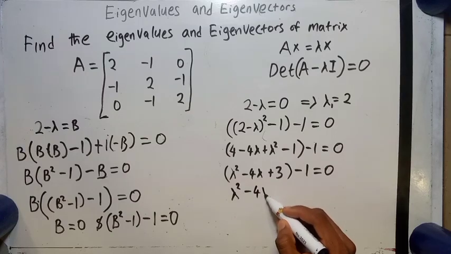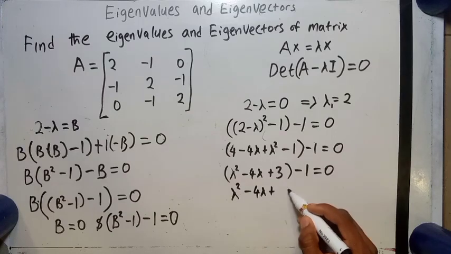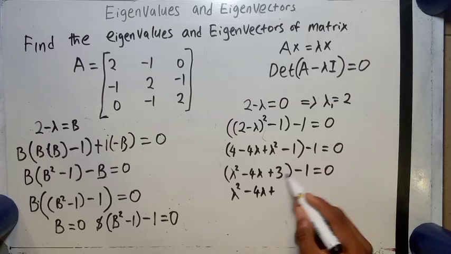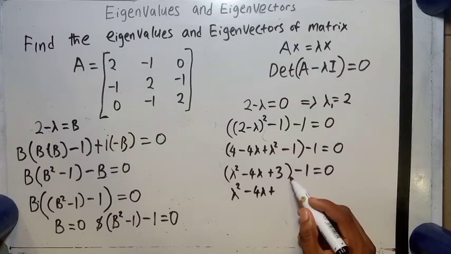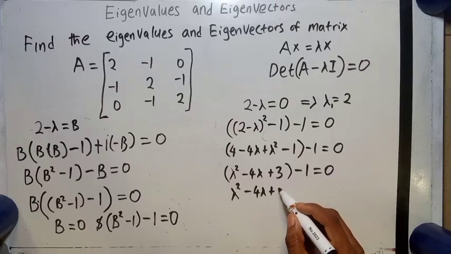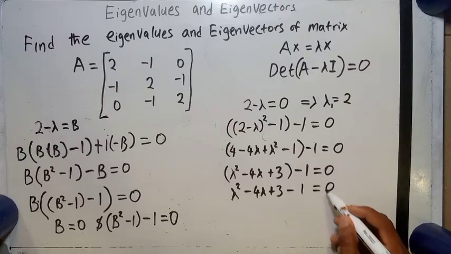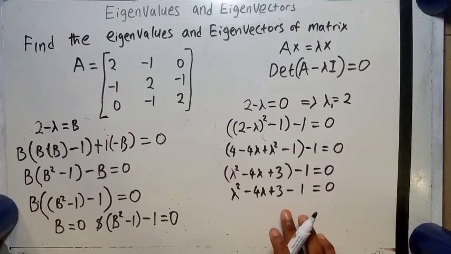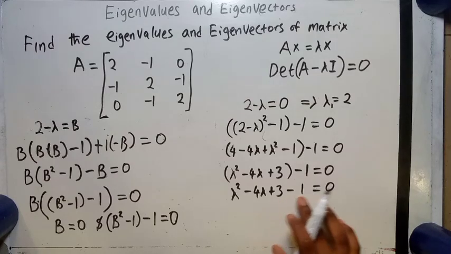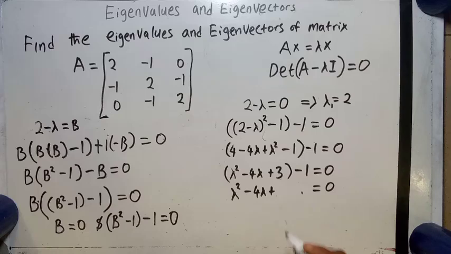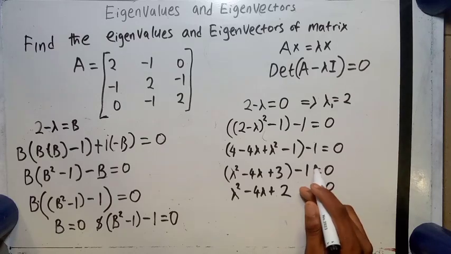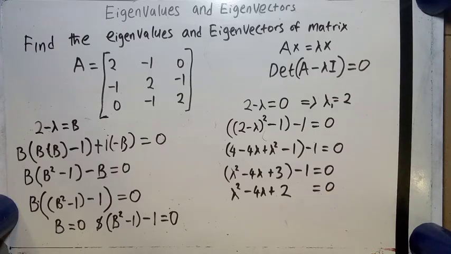Minus 4 lambda plus... wait again. Okay, open brackets now. When you open brackets, you have this is equal to 0. Now 3 minus 1 will give us 2. So use your calculator, you can now get the other two quadratic equation.